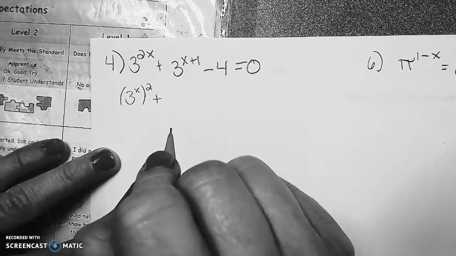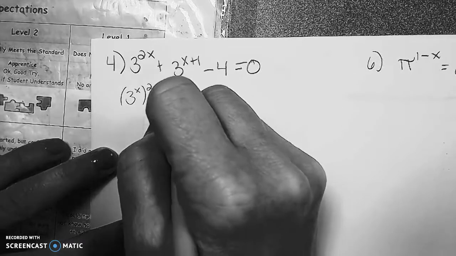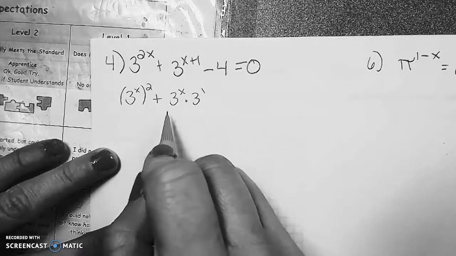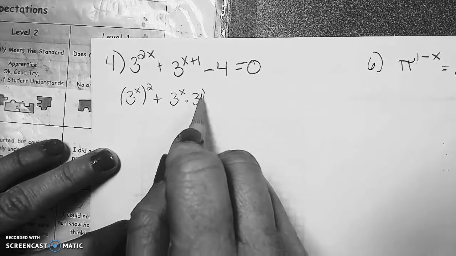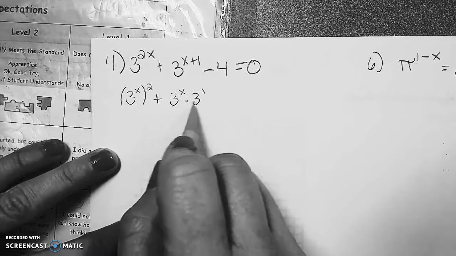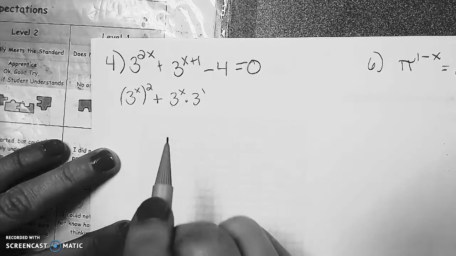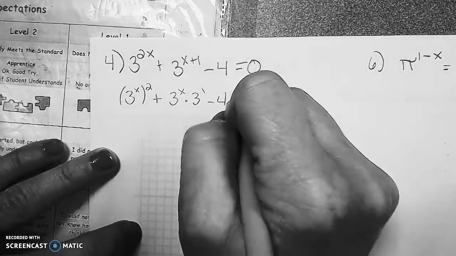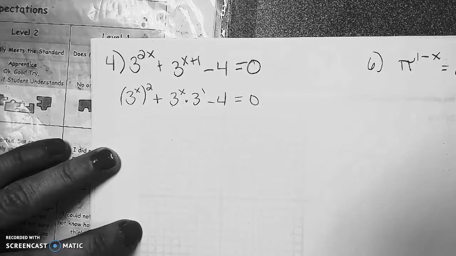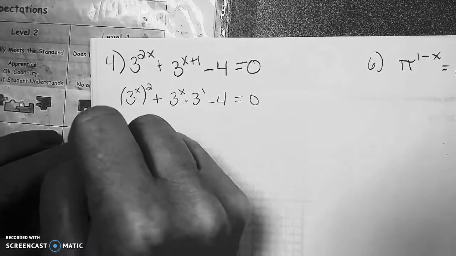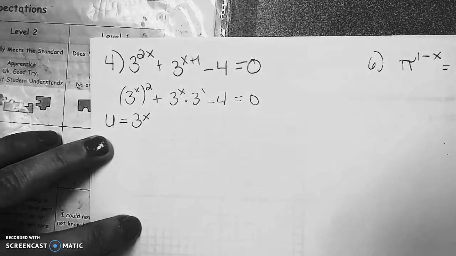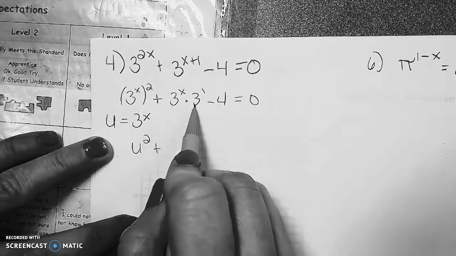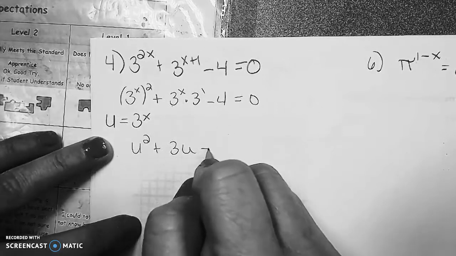I know that when I add my exponents, it means that I have multiplied like bases. So actually 3 to the x times 3 to the first, if I multiply like bases, I add my exponents, that would give me 3 to the x plus 1, and then I've got minus 4. If it helps you see this, why don't we plug u in for 3 to the x? So I would have u squared plus u times 3, so let's write that as 3u minus 4.